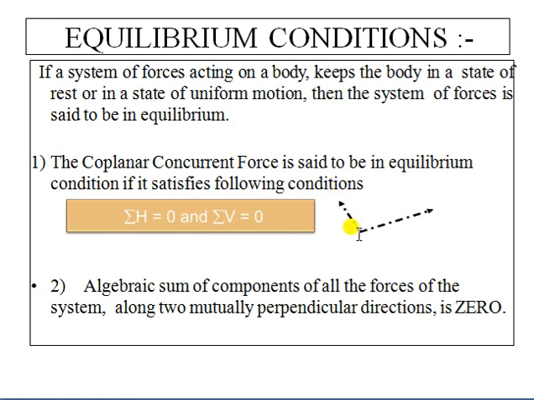Now you can see that there are two force vectors in the adjacent diagram. We will split this force into two components acting in the horizontal and vertical directions. Similarly, the other force vector we are going to split into two components, one vertical and the other horizontal. The algebraic sum of the components of all the forces of the system along two mutually perpendicular directions is 0. A detailed explanation of all this will come in the further part of the video.